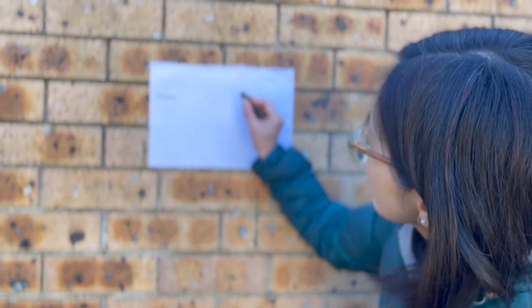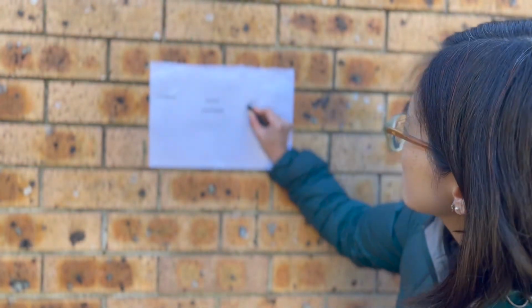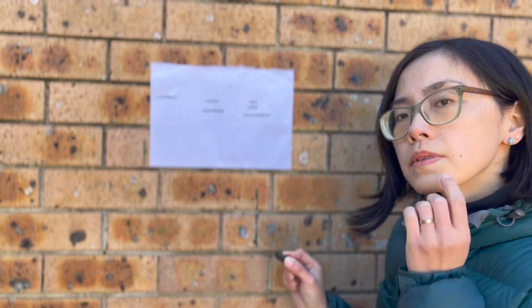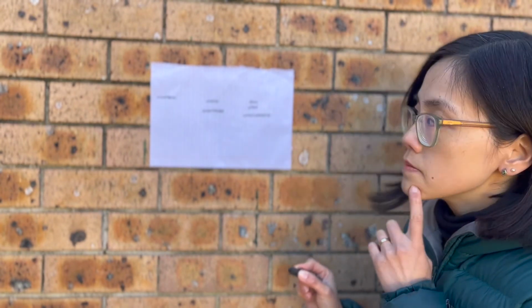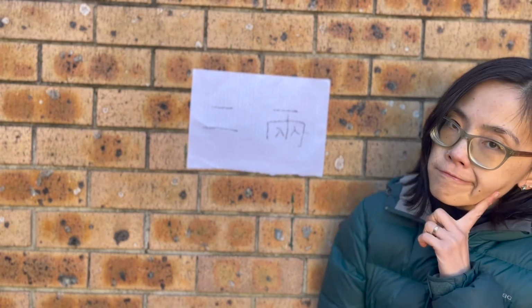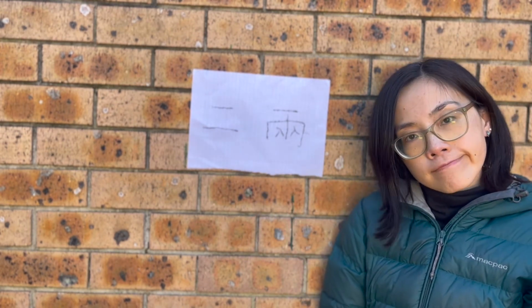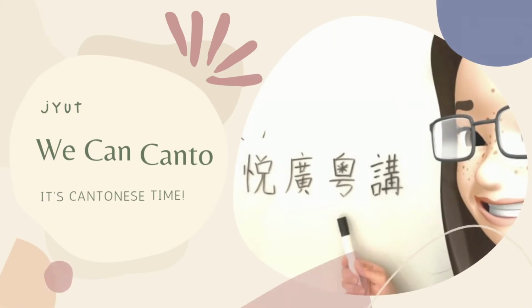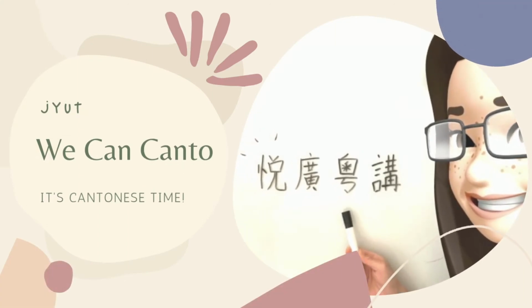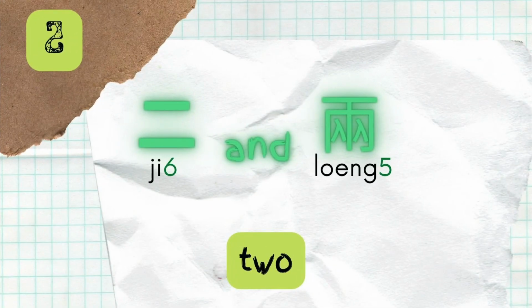If you learned counting numbers in Cantonese before, you'll agree that numbers in Cantonese are quite straightforward, except in some cases. One of the examples is when to use yi or learn. We'll find out more in this video. In Cantonese, both yi and learn refer to two, but they are used in different scenarios.